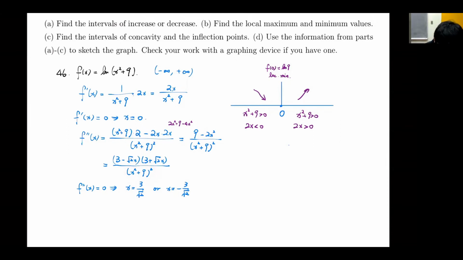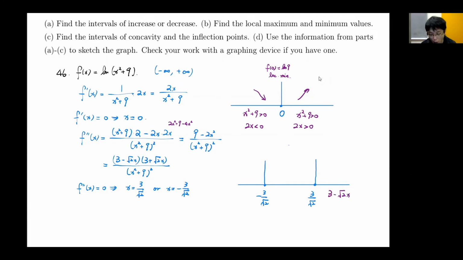All right, so these numbers separate the domain into three parts: 3 over root 2, and minus 3 over root 2. So there will be three parts over here, and we will analyze the concavity. Okay, so to analyze the sign of f double prime of x, let's do it in a way that is slightly different than what we have seen before. So let's first focus on the factor 3 minus root 2 times x.